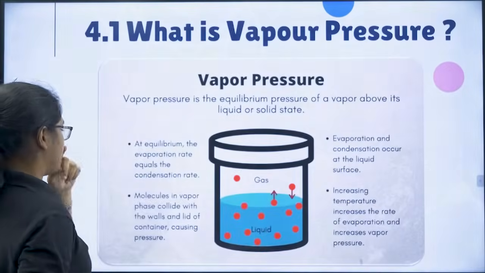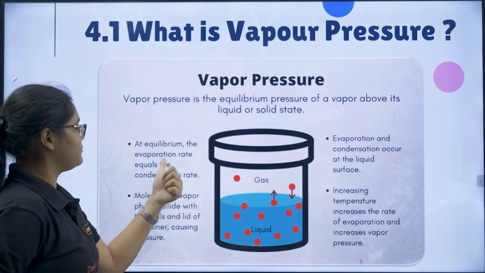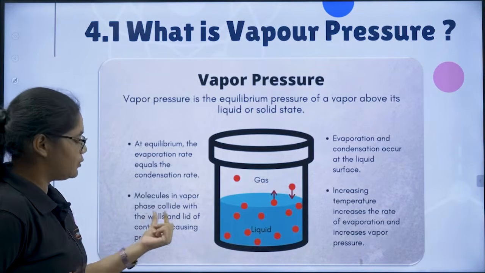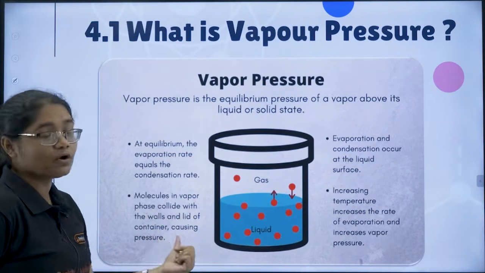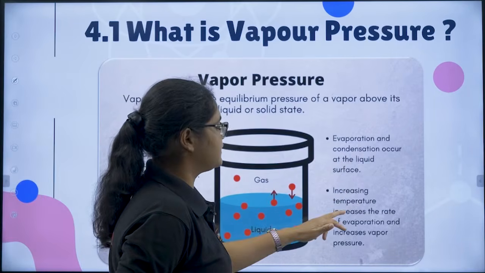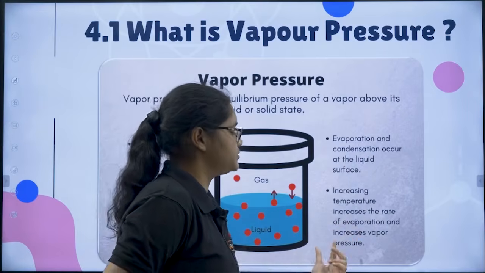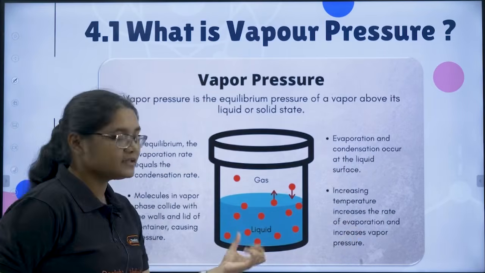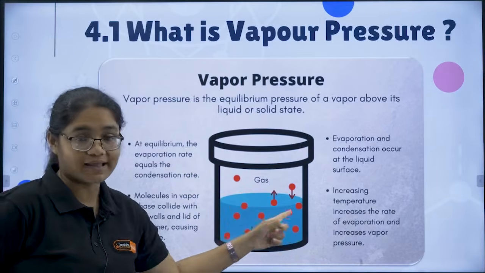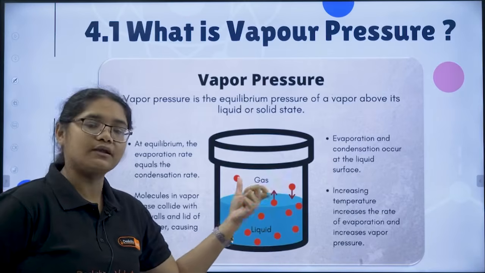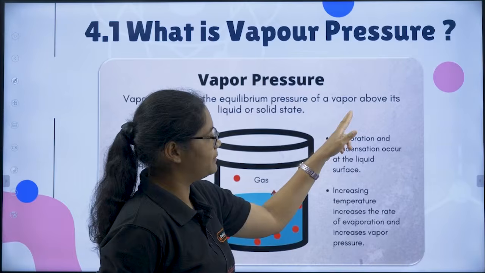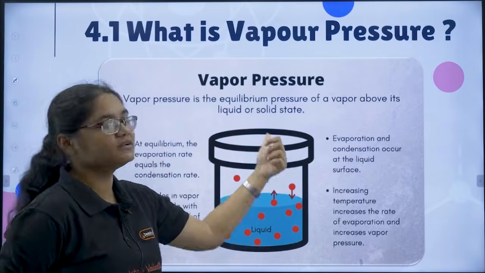So now you can see at equilibrium the evaporation rate equals the condensation rate. The molecules in the vapor phase collide with the walls and the lid of the container, causing pressure. Evaporation and condensation occur at the liquid surface. Increasing the temperature increases the rate of evaporation and increases the vapor pressure. If I increase the temperature, more particles will evaporate, more particles will be in the vapor phase, so they will exert more pressure. So vapor pressure is the equilibrium pressure of a vapor above its liquid or solid state.